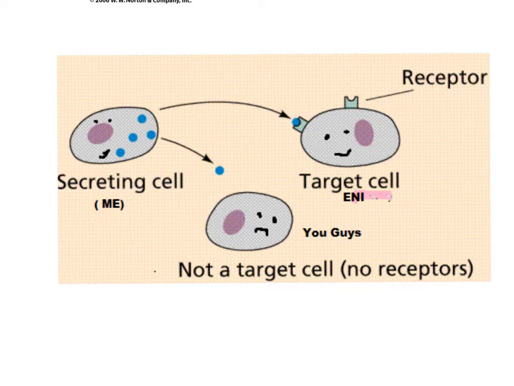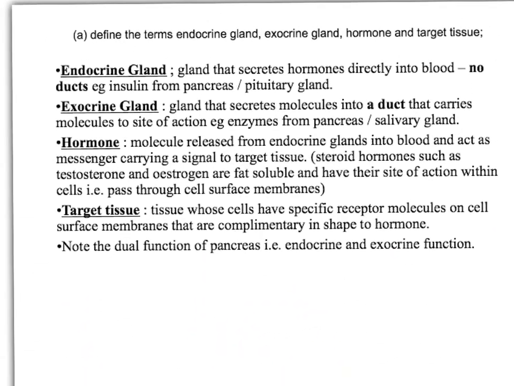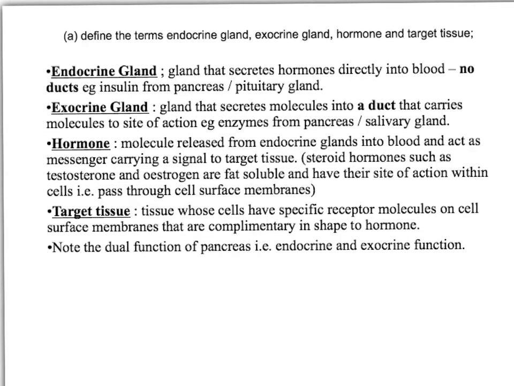So just quickly going back up to the top, just to give you the summary of the slide, and you can pause here and make your own notes. So the endocrine gland secretes a hormone directly into the blood, doesn't have any ducts. Insulin from the pancreas, which we'll look at later. Pituitary gland, you come across things like FSH, LH, ADH, all released from the pituitary gland.